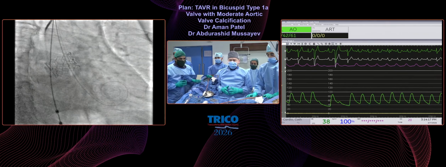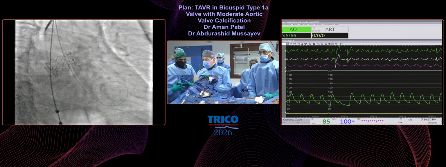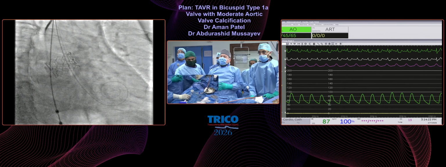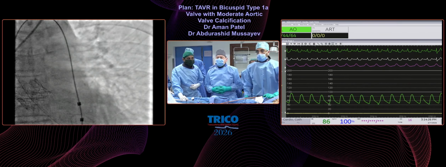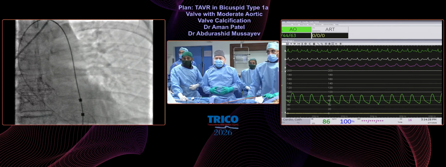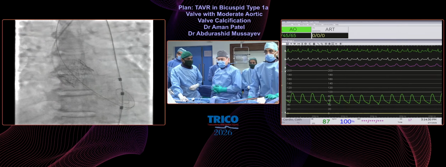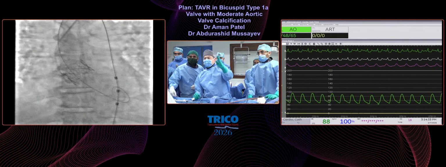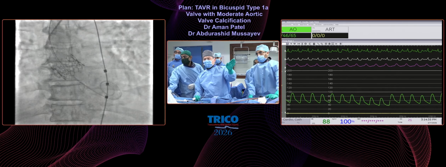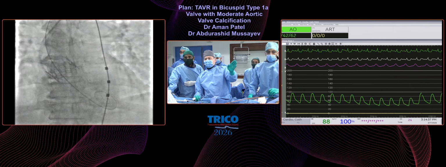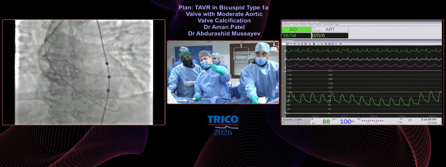Okay, this is a cusp overlap view. Let's see the coplanar view. We still have a little bit of waist here. And what is your opinion? Should we post-dilate maybe with the same balloon again? A little bit cranial. Do you want to pull the pigtail up? Yes, yes. Let's get the parallax off.